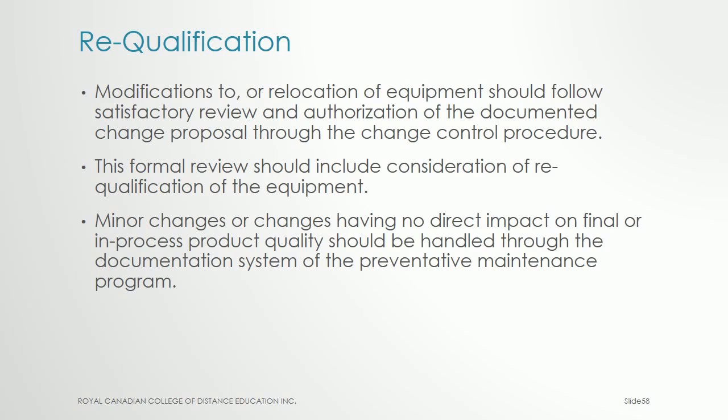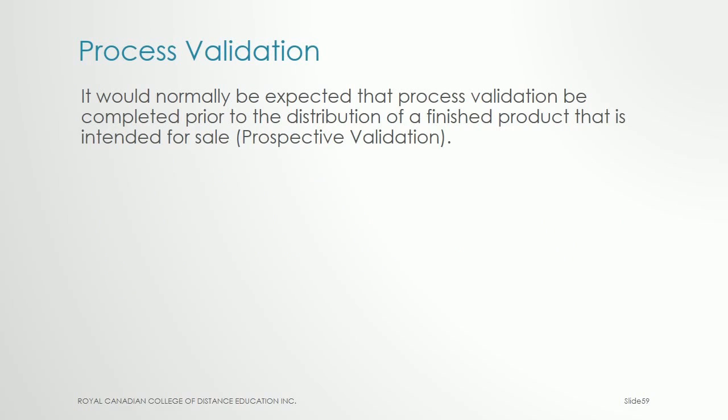the change control procedure. This formal review should include consideration of requalification of the equipment. Minor changes or changes having no direct impact on final or in-process product quality should be handled through the documentation system of the preventative maintenance program. It would normally be expected that process validation be completed prior to the distribution of a finished product that is intended for sale.